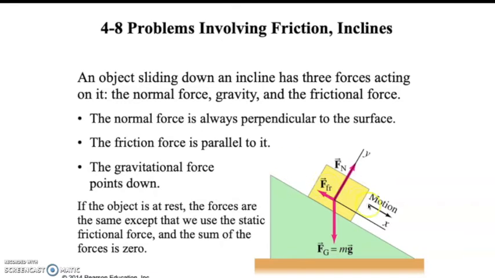So if an object is sliding down, friction goes up. If you're pushing an object up a slope, then friction goes down. But it's always going to run parallel to the surface. If an object is at rest, the forces are the same with the static frictional force, and the sum of the forces is zero. And we'll see some examples of that.